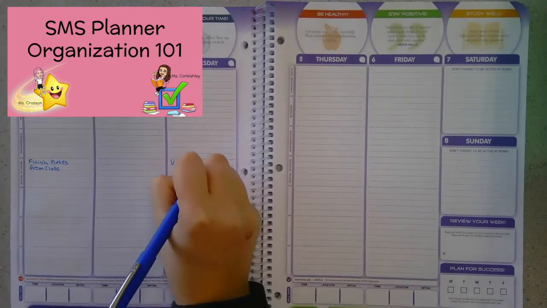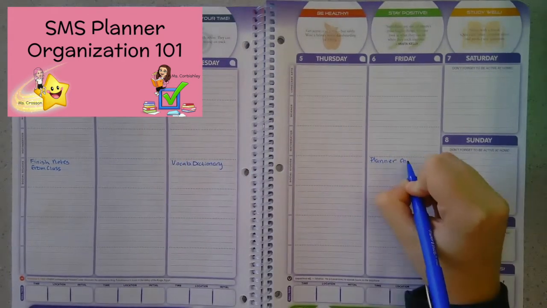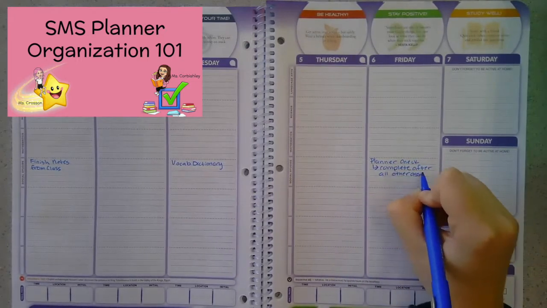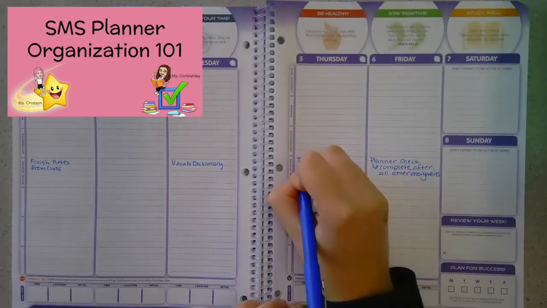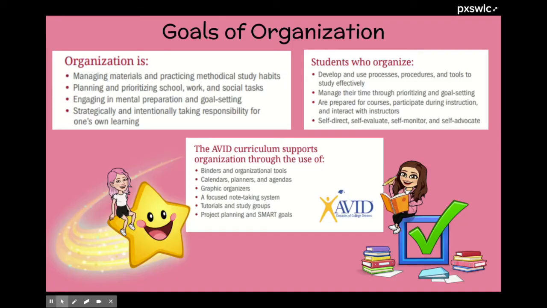In this tutorial, Ms. Crossan and I will walk you through some of the goals of organization and some different strategies that you can use in order to help you stay organized in your planner. Some goals of organization are that you can work on planning and prioritizing your schoolwork and social tasks. This is incredibly important during your asynchronous work time. Students who organize can manage their time through prioritizing, goal setting, by developing and using processes, procedures, and tools to study effectively, and it can also help you prepare for courses and participate during instruction.